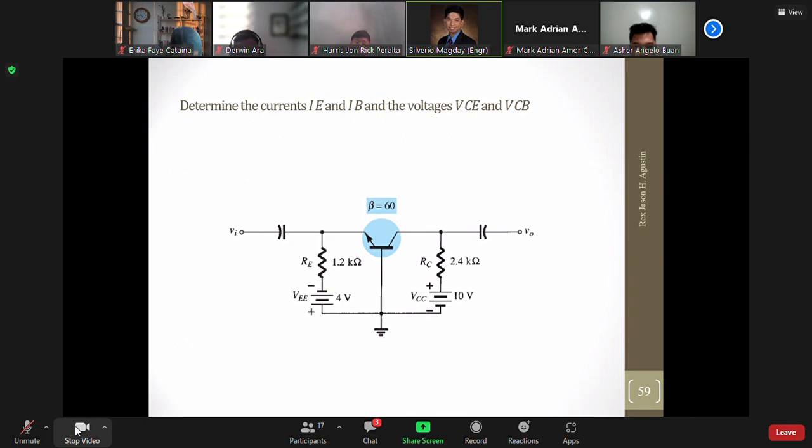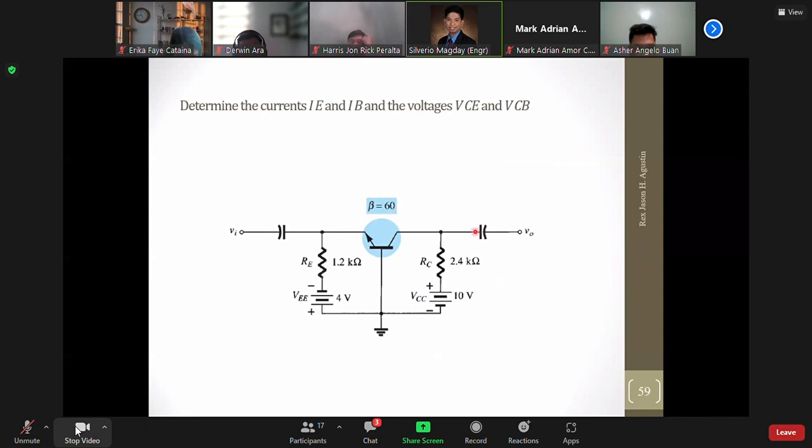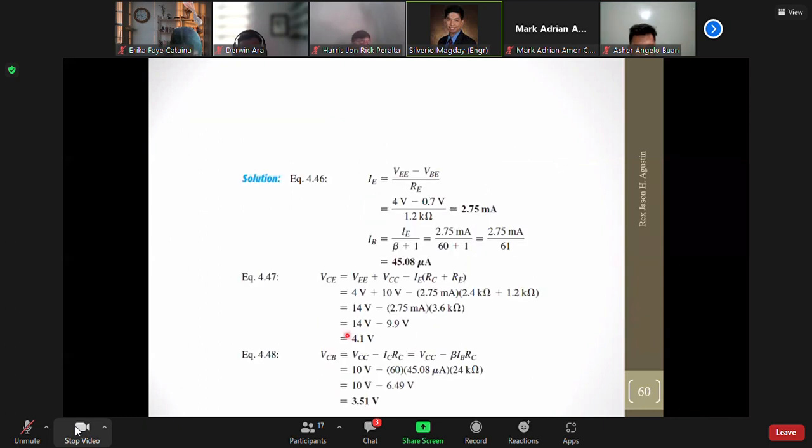O si Glenn, lumipat na ng area. Makakasagot na din siguro. Ano, Glenn? Uy, Glenn. Oh, ayan. 4.1 and then 3.51.